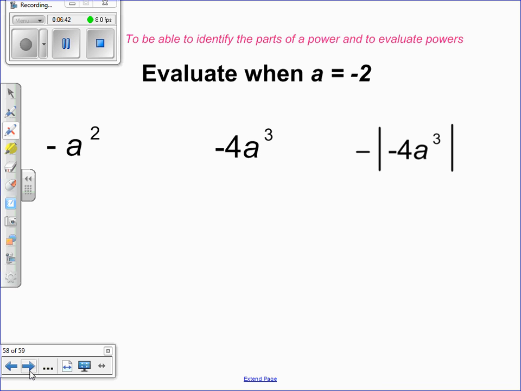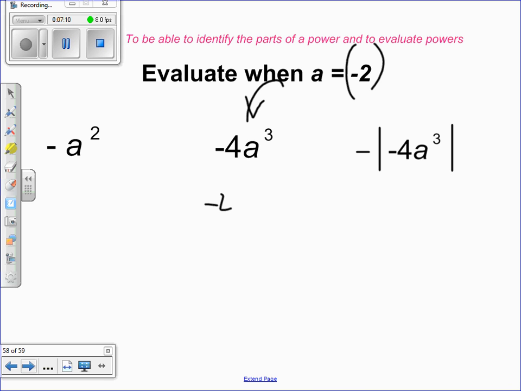All right, evaluate when a equals, or is the same as, negative 2. So let's skip the first example for now, and let's go to the second example. First thing I always ask you to do when you know what a variable is, so in this case we know a is the same as negative 2, I always ask you to put it in parentheses. And when you trade negative 2 for a in the expression, you should always put it in parentheses as well.